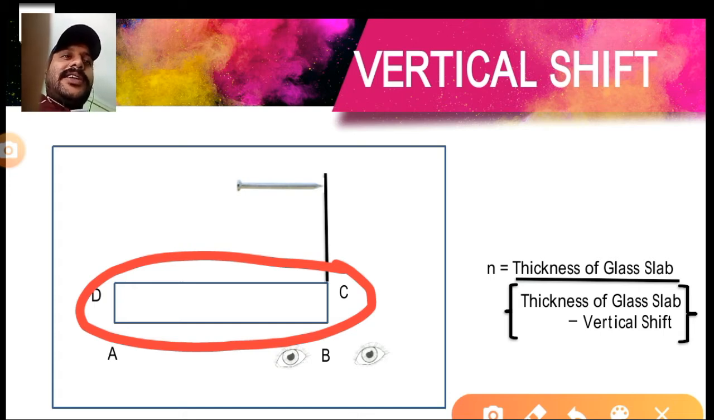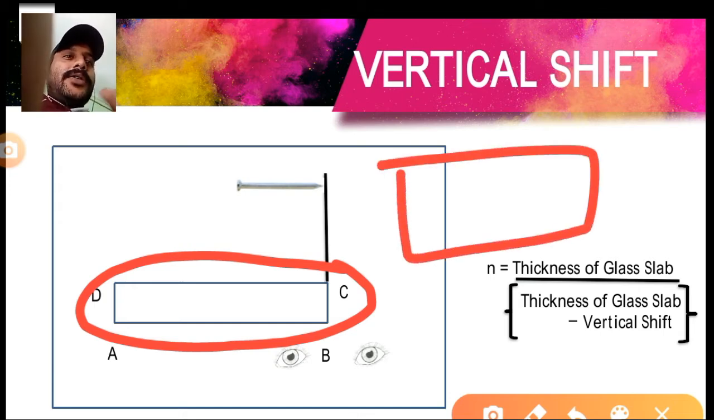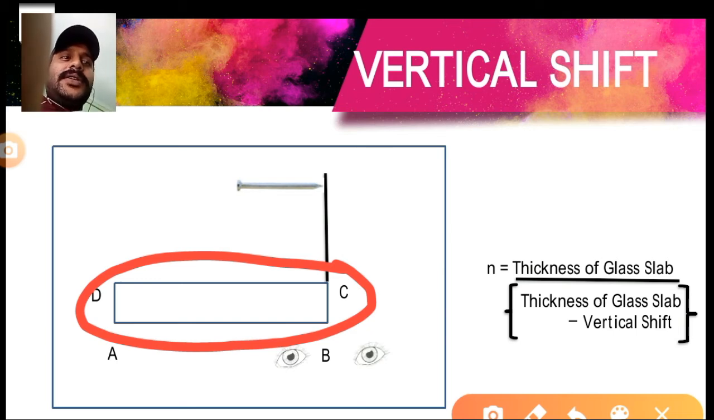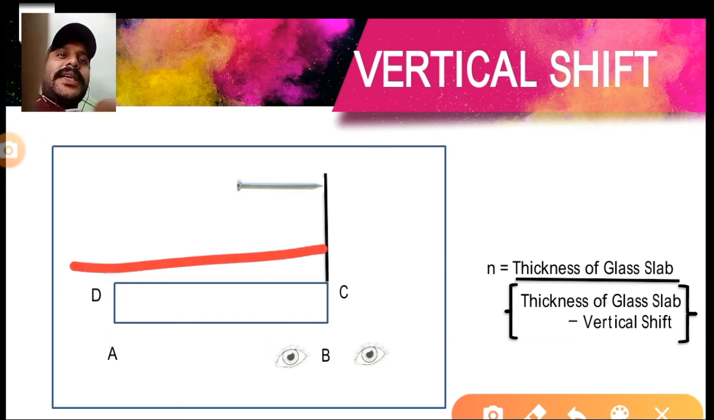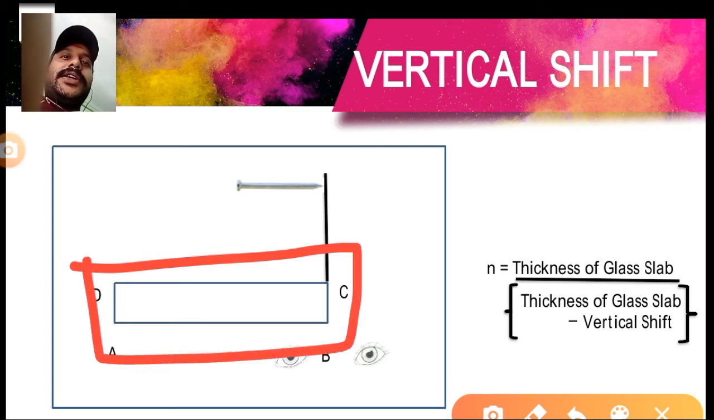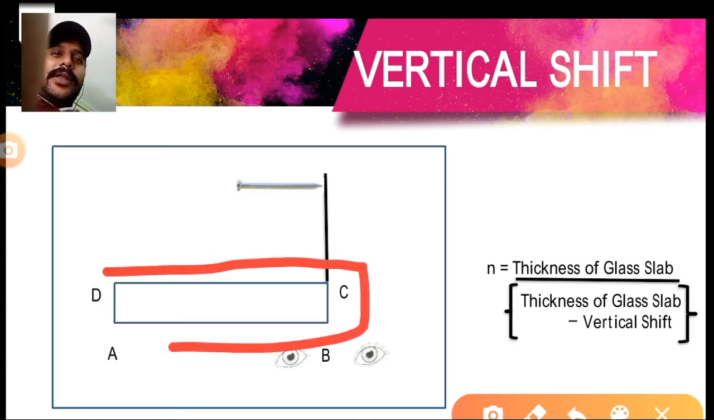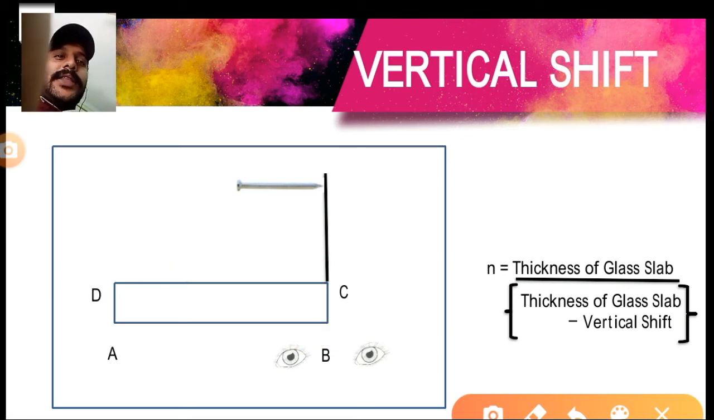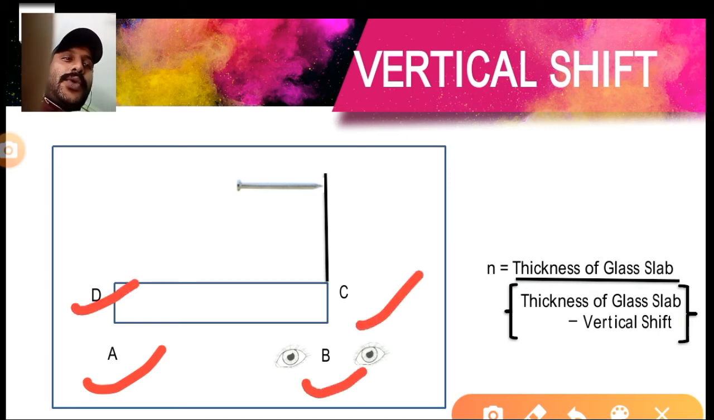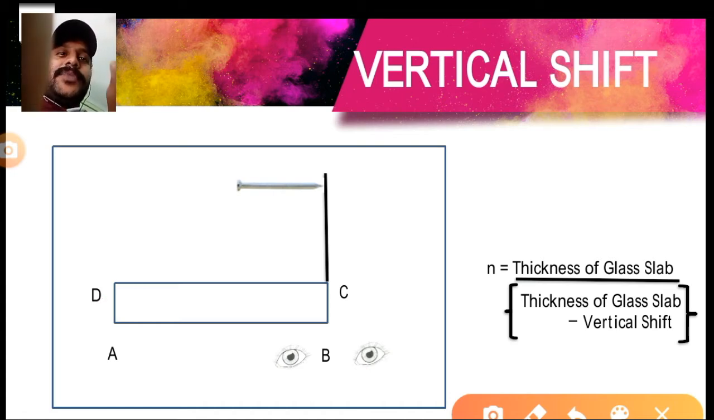Usually in the lateral shift we place the slab in the horizontal position, but in the vertical shift we will place the glass slab in the vertical position. And as usual, with a pencil we will draw the border of the glass slab on the white chart. After that we will remove the glass slab and name those vertices A, B, C and D.